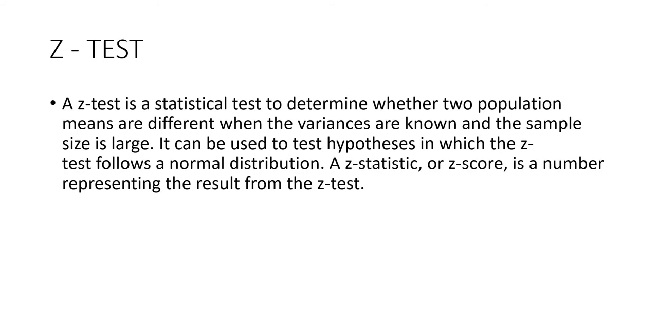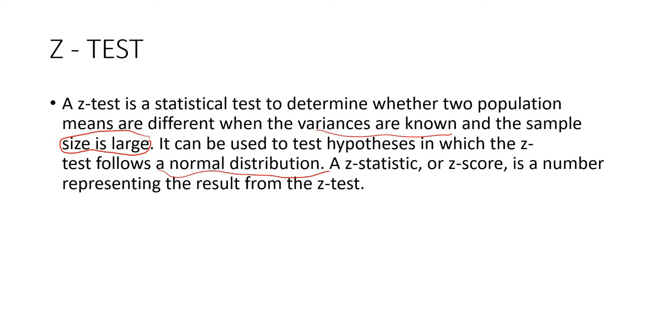First, I am telling what is z-test. A z-test is a statistical test to determine whether two population means are different when the variances are known and the sample size is large. Here, two conditions. The sample size is large, you will go for z-test, and the variances must be known. Then only you can go for z-test. It can be used to test hypothesis in which the z-test follows normal distribution. This is another important aspect. When there is normal distribution or Gaussian distribution or bell curve, you will go for z-test.